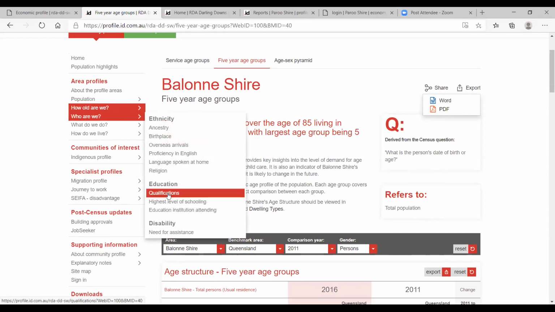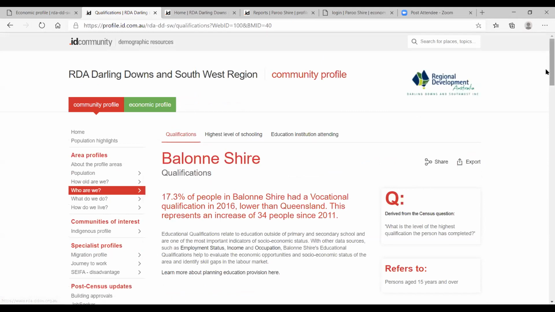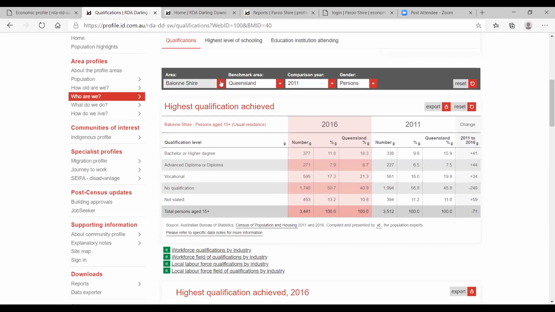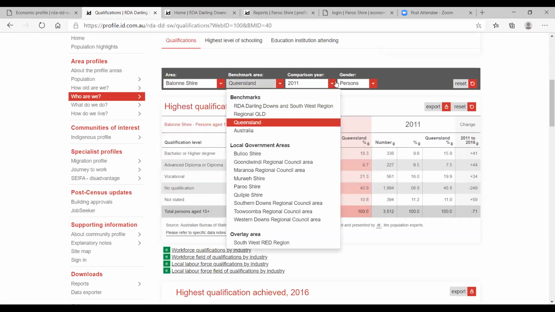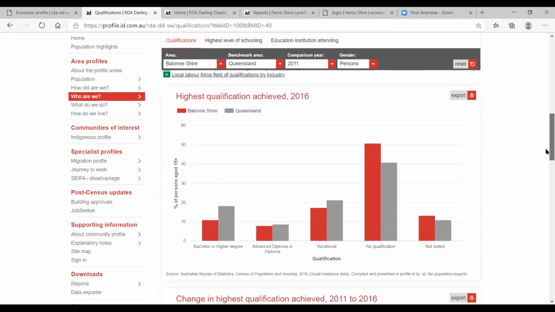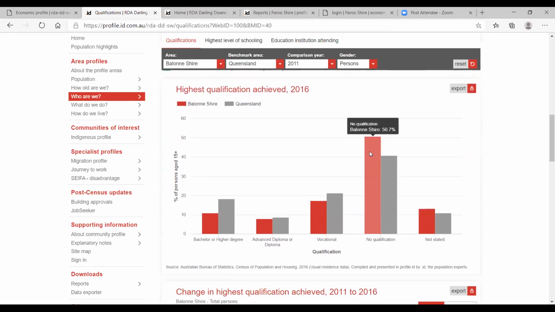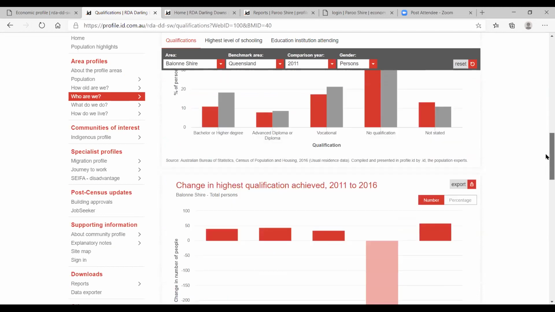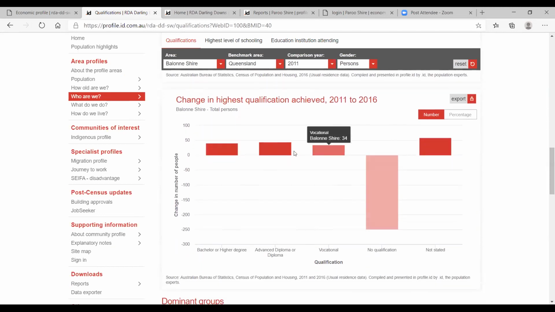Who are we? I'm going to go straight down to qualifications, because we often talk about skills in our community and how important it is that our community is skilled. And we can once again see here our area is Balonne Shire, our benchmark area is Queensland, and we're comparing census to census. Let's come down here straight into my charts, and we can see we have a much higher percentage of people in this shire that are not qualified, and a lower percentage of vocational, advanced diploma and bachelor or higher degrees. But when we see our change over time, we can see that people are becoming more skilled, which is great. And we can see no qualifications in the community during that period. So there has been a shift.